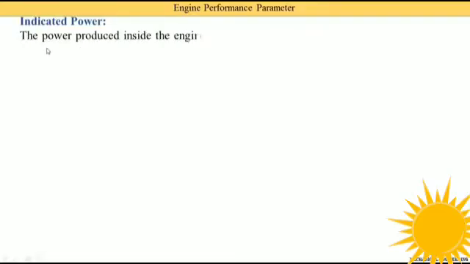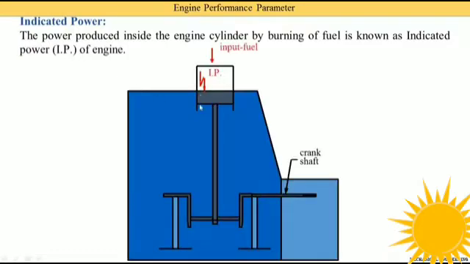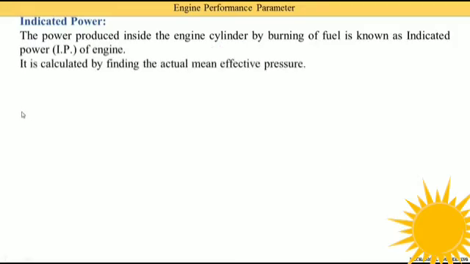Considering indicated power, the power produced inside the engine cylinder by burning of fuel is known as indicated power, that is IP of the engine. This power is actually produced inside the combustion chamber. It does not have any effect of friction and other parameters. The figure shows the power developed inside the engine cylinder. It is calculated by finding the actual mean effective pressure.